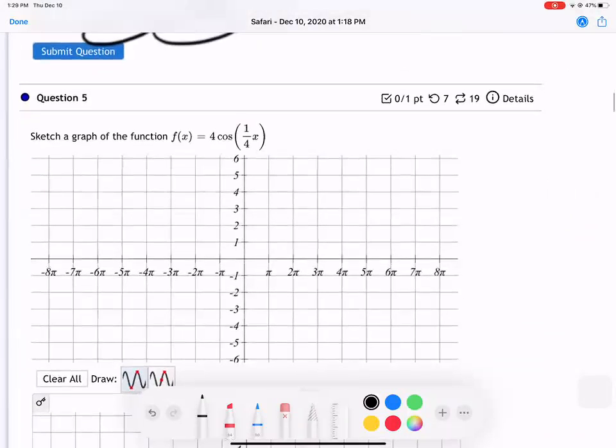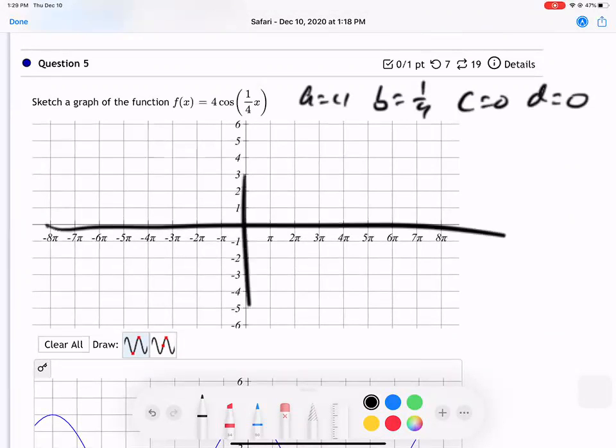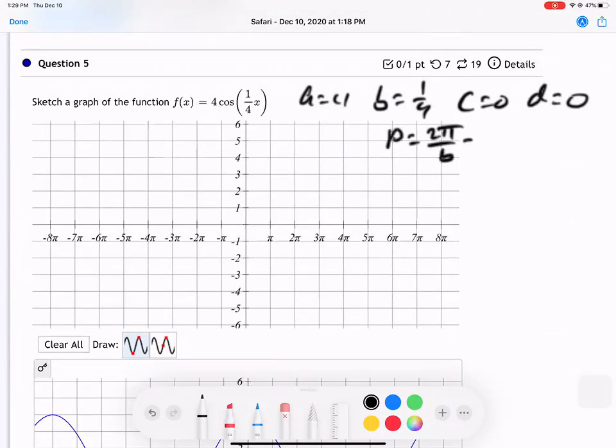Question number 5, we're asked to graph it. So A is equal to 4, B is equal to 1 over 4, C is 0, and D is 0. How nice. So we know we're going to be D and C. Those are our 0 values, starting right in the middle. Our P value is 2 pi over B, always. I'm going to say this all the time. 2 pi over B, which is 1 over 4. We don't like dividing fractions, so we multiply by the reciprocal instead. 2 pi times 4 over 1 is 8 pi.